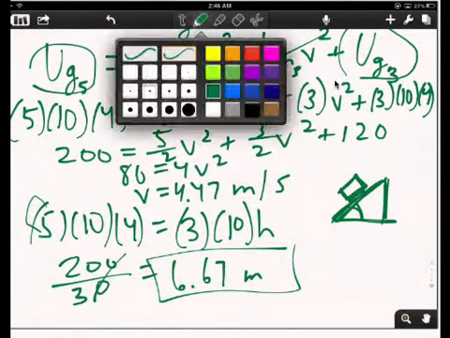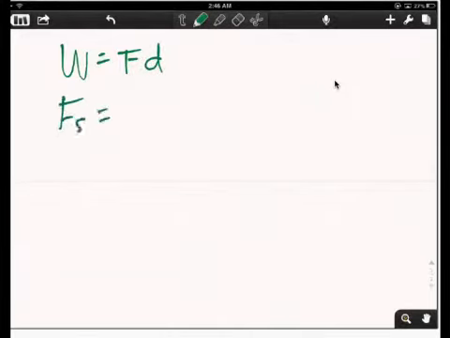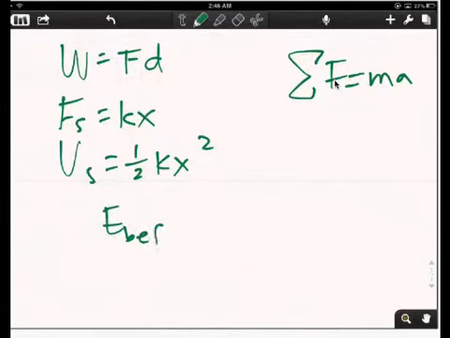Things that you should know from now are, you should know that work equals force times distance. You should know that the spring force is kx. Spring potential energy is 1/2 kx squared. When in doubt, try F equals ma and draw a free body diagram. If it mentions energy, be thinking conservation of energy, so it's your energy before equals your energy after.